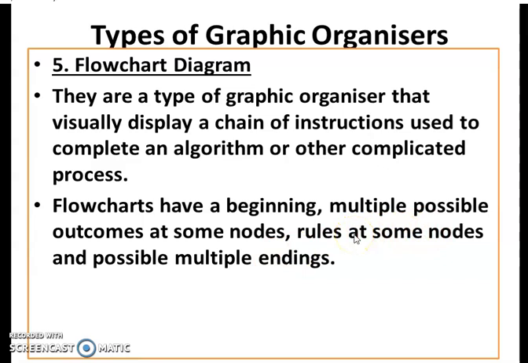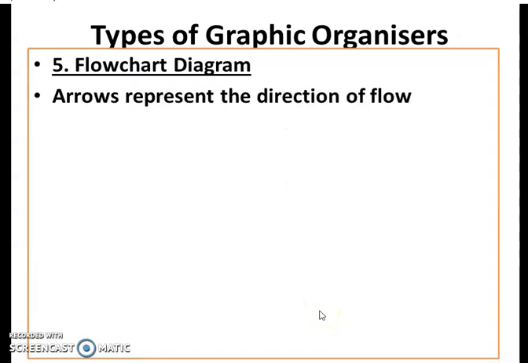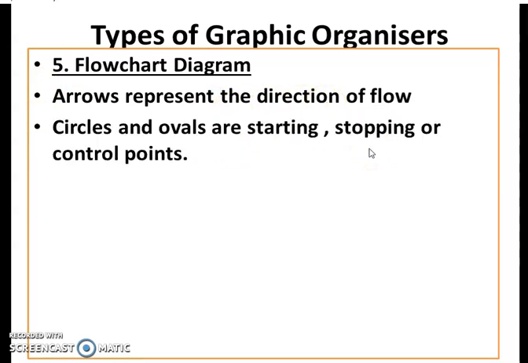When you are making use of them, you need to know which symbols are used for what type of message, or what the different nodes are. There are different symbols that I already mentioned, which have different meanings. For example, the arrows represent direction of flow. If you are pointing this way, this represents the direction of flow.